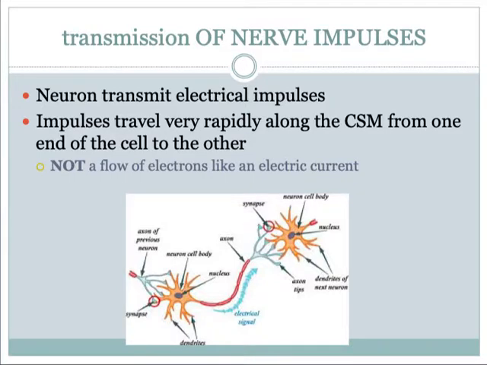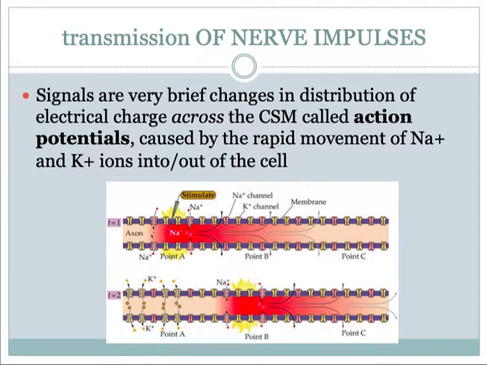Neurons transmit electrical impulses. These impulses travel very rapidly along the cell surface membrane from one end of the cell to the other and are not a flow of electrons like an electrical current. Rather, the signals are very brief changes in the distribution of electrical charge across the cell surface membrane called action potentials. These are caused by the very rapid movement of sodium ions and potassium ions into and out of the cell.